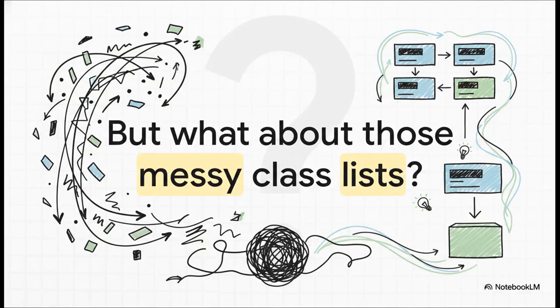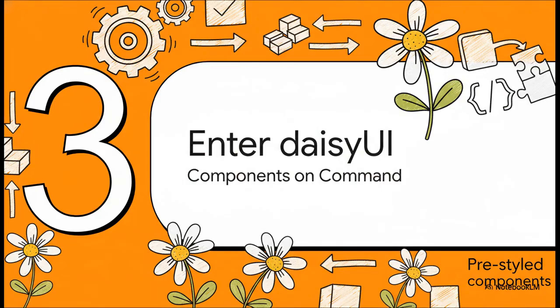Which brings us to the big question, right? This workflow is fast, no doubt about it. But is there a way to get all the power of Tailwind's utilities without making our markup look like a mess with dozens of class names for every single element? The answer is a huge, resounding yes, and it comes in the form of DaisyUI.